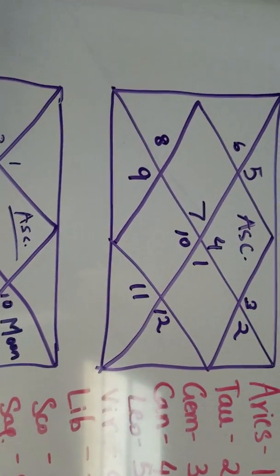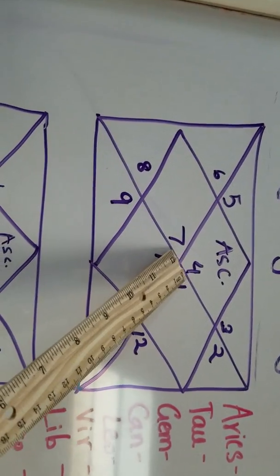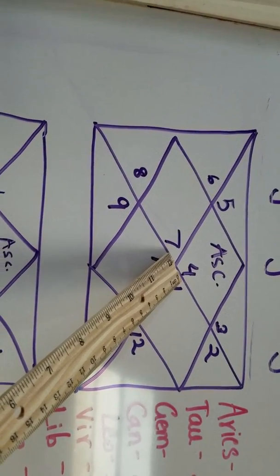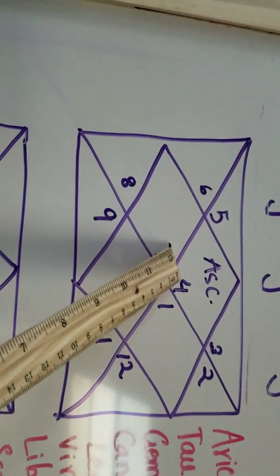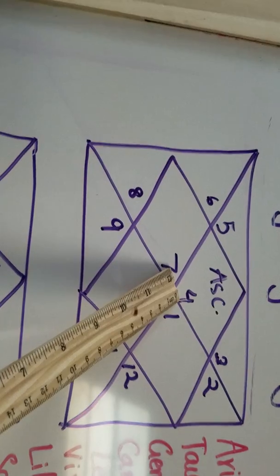I think I should do a live one, right? A live video. So that's the ascendant sign number, zodiac sign number, which is 4. Let's see what 4 stands for. 4 stands for Cancer. So this person is a Cancer ascendant, Cancer rising.